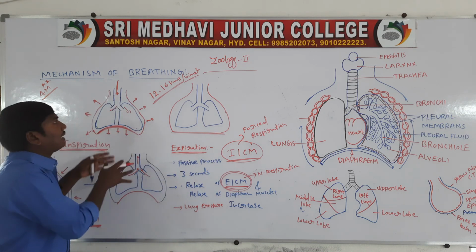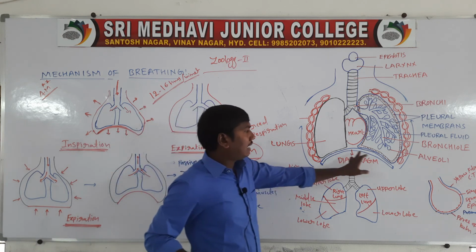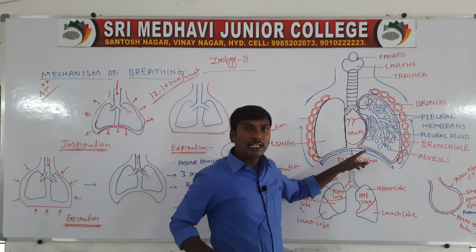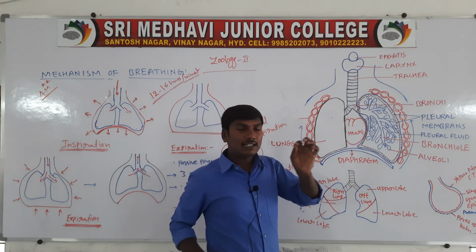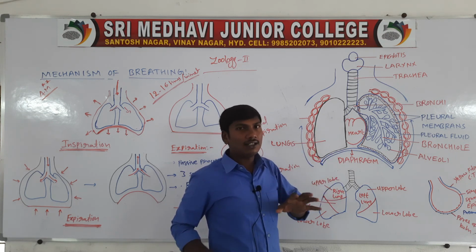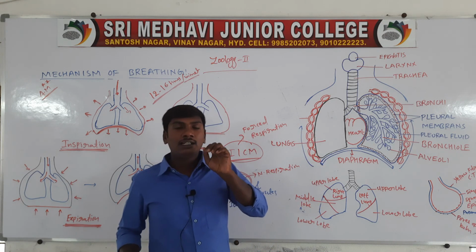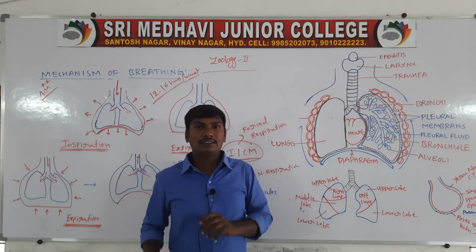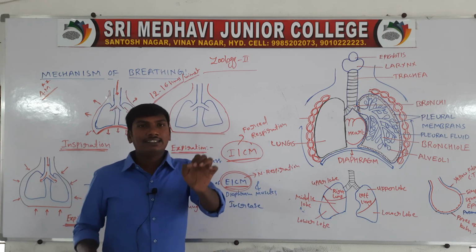So this is the mechanism of breathing, inspiration and expiration. The diaphragm is present as the diaphragm muscles, and the ribs have the costal muscles, external intercostal muscles and internal intercostal muscles. The contraction and relaxation of these muscles drive the respiration process. This is a 4 marks, very important question: inspiration and expiration.